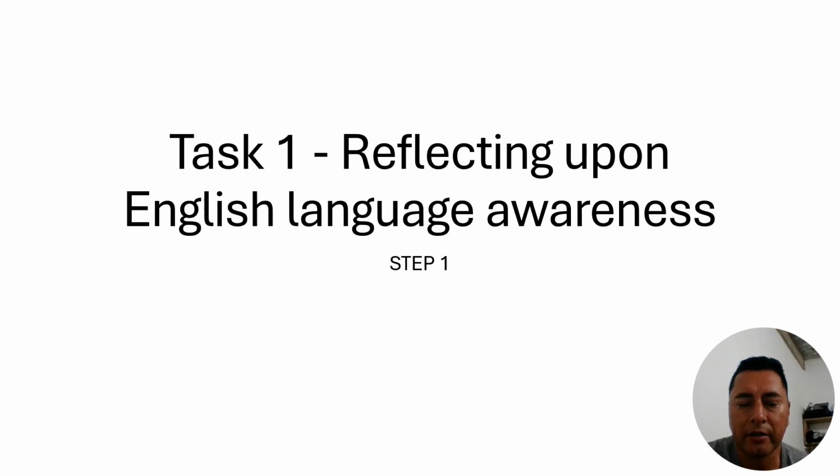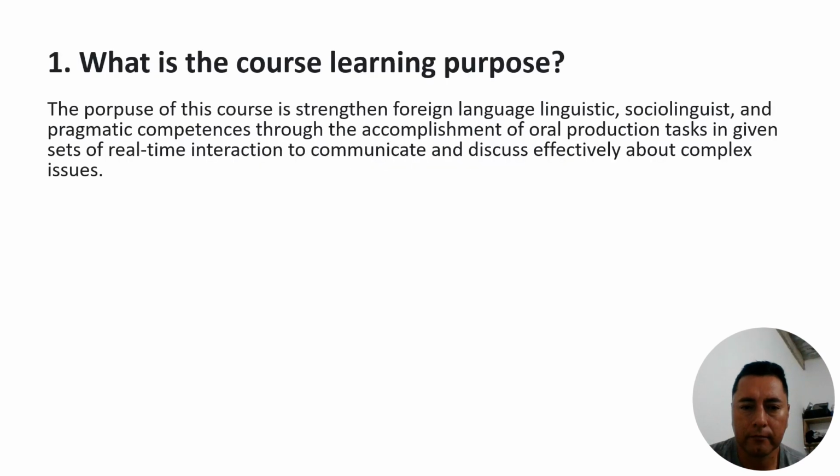Guide number 1. Task 1, reflecting upon English language awareness. What is the course learning purpose? The purpose of this course is to strengthen foreign language linguistic, sociolinguistic, and pragmatic competence through the accomplishment of oral production tasks in given sets of real-time interaction, to communicate and discuss effectively about complex issues.